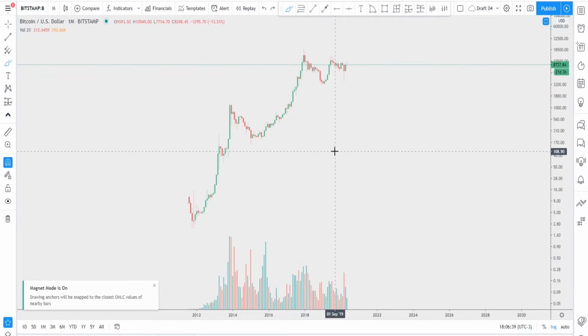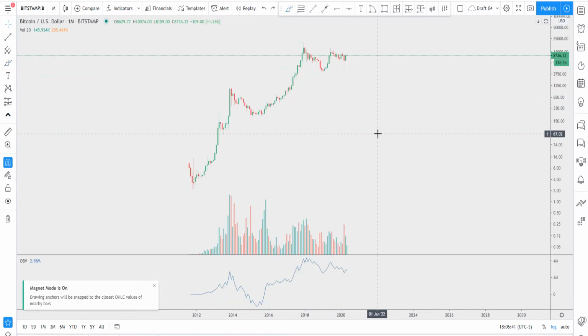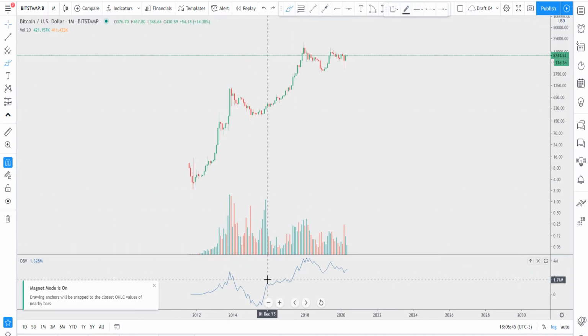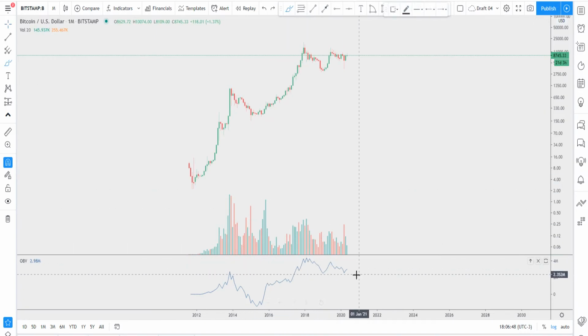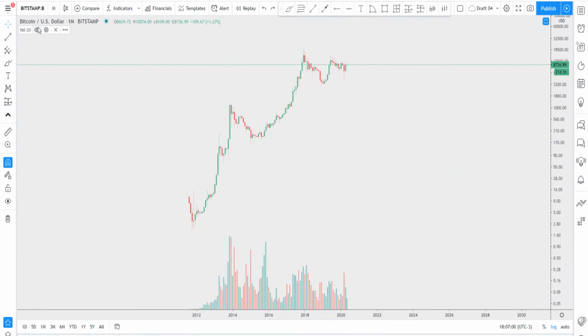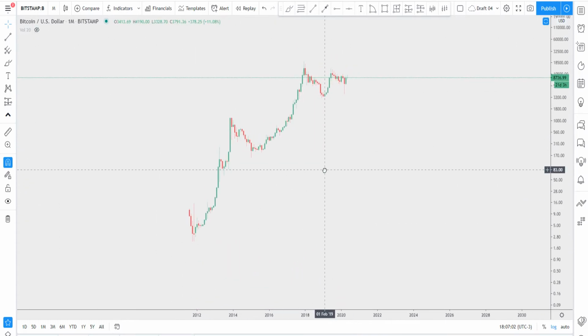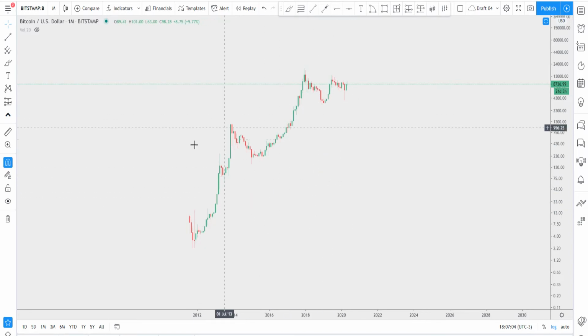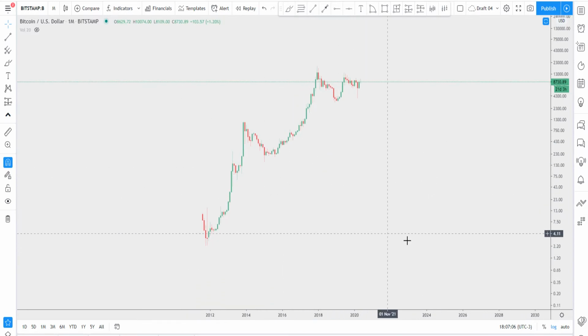Let's take a quick look at OBV. Here we had our run, and okay, the bullish divergence is not clear on the monthly chart, but it's clear on the weekly chart. We will jump into this chart in a few minutes. Before that, let's cover the bigger picture so we can have a better understanding of everything.